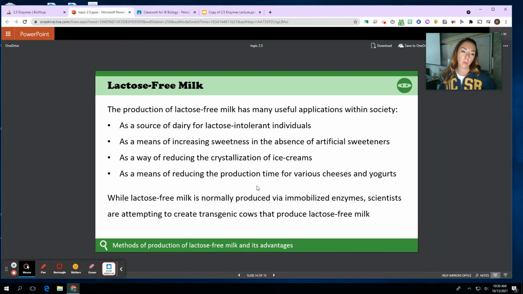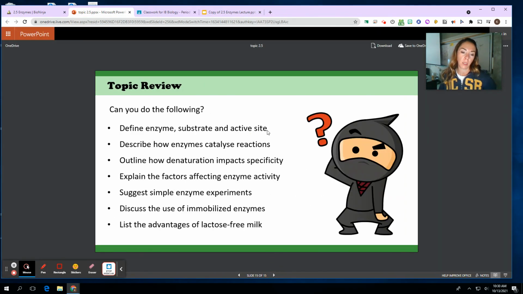Okay. All right. I will give you this kind of summary thing in class, but that is our lecture on enzymes. Lots of stuff to digest, to break down, and we'll do some more practice with that in class.